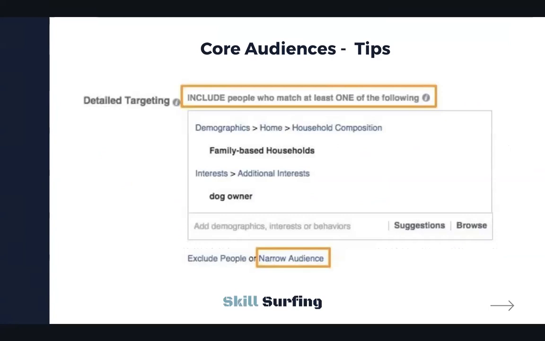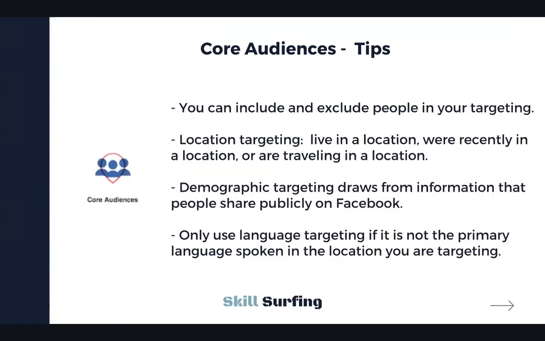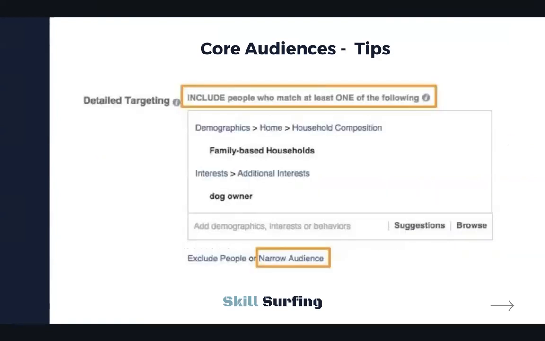Remember, I've told you that you can include and exclude people in your targeting. I wanted to show you an example where that would make sense. When you put two interests under include people who match at least one of the following, it's family-based household or dog owner. Let's say you're selling dog or pet related products, then you might be targeting people who are families, but who do not have a dog. This is quite a waste of budget and time, and it will result in campaigns that are not very successful.